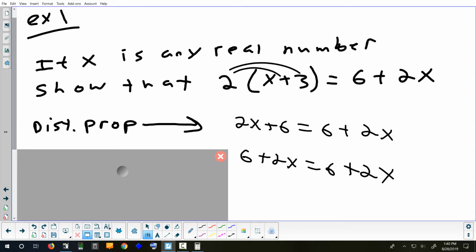What did I do on the left side? I just used another property. And I'm basically done now.